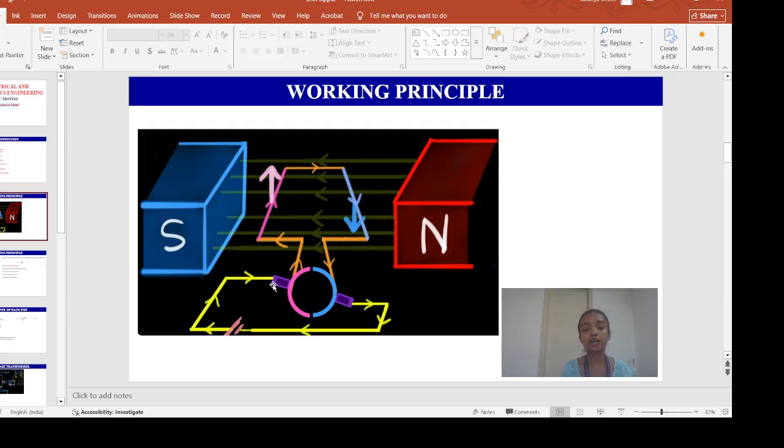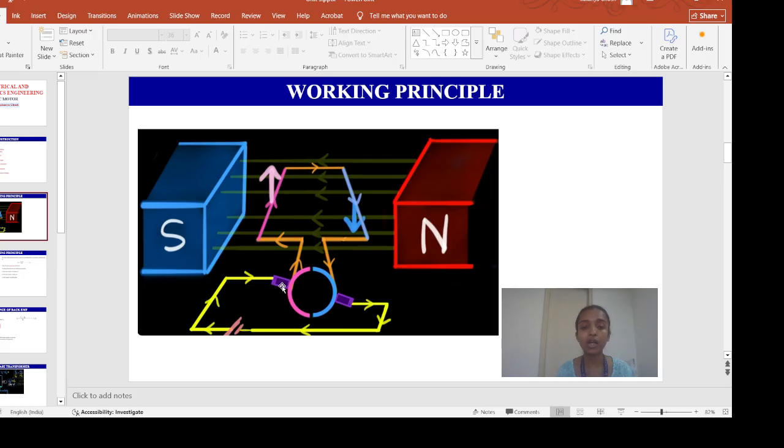These brushes are not connected to the commutator, rather they are touching the commutator. Suppose you have a toothbrush and you are touching the toothbrush to some metallic ring. So if you rotate the metallic ring, what will happen? Will the brush rotate? No, rather the brush will slip on the ring.